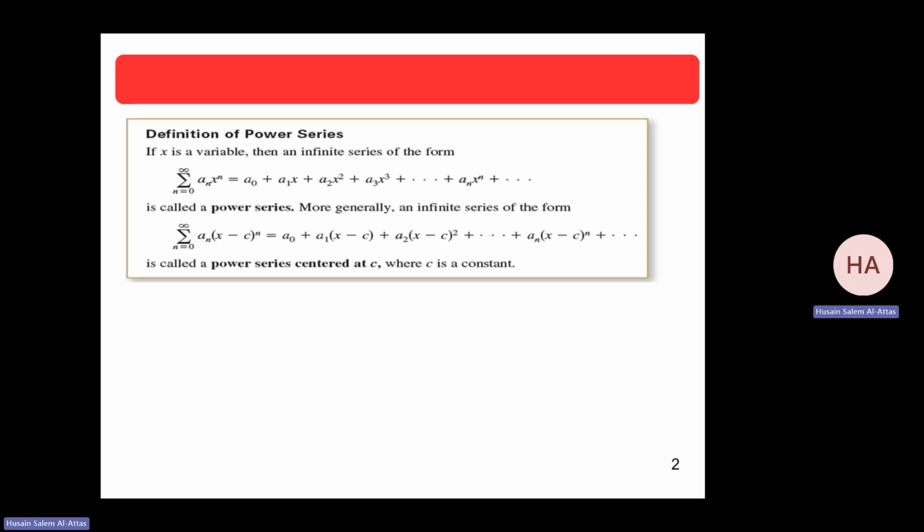Power series. What do they mean by power series? x is a variable. Then an infinite series of this form, a_n x to the power n: a0 plus a1 x plus a2 x squared. They call this a power series.